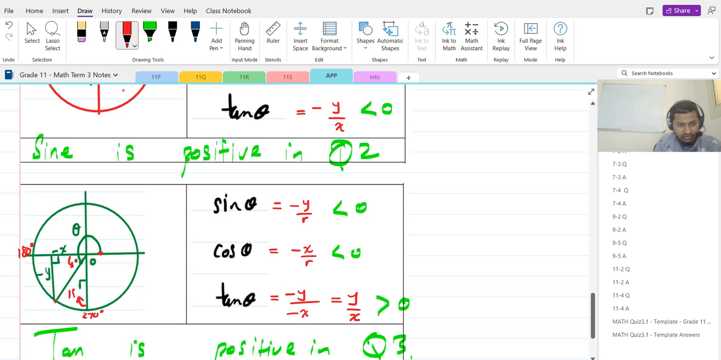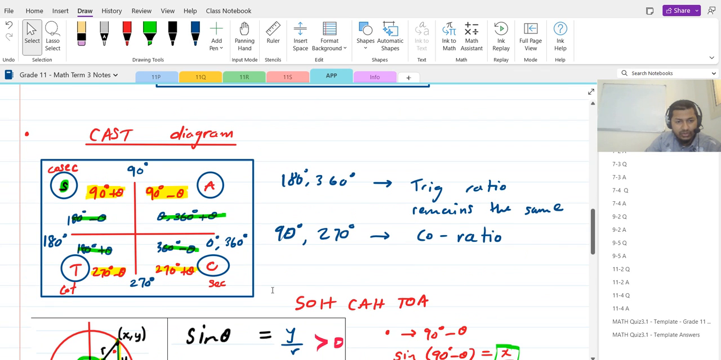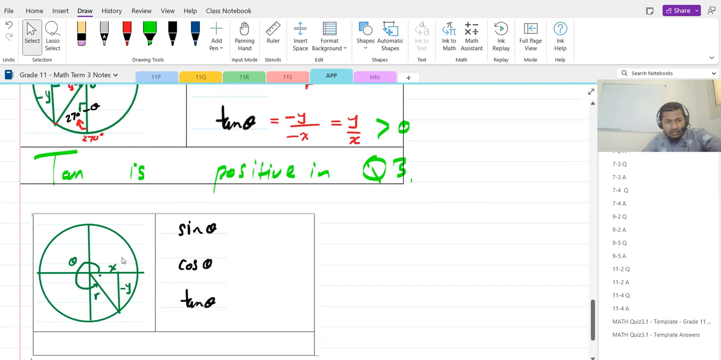That's the third quadrant: 270 minus theta, and this is 180 plus theta, the reference angle there. So tan is positive in quadrant 3. That's the reason why we have 180 plus theta using the horizontal line, and using the vertical line we're going backwards, so 270 minus theta. And the last one, of course, is how we derive the cast diagram.